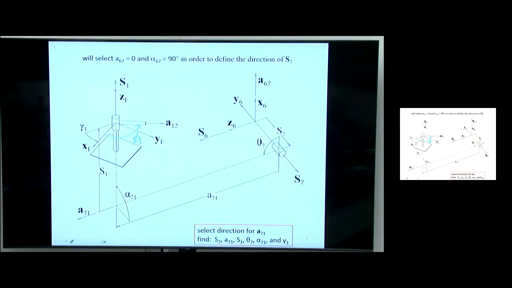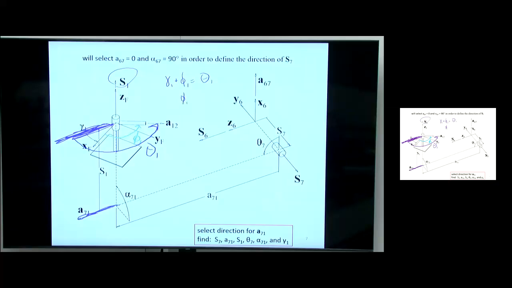I'm going to change color here. I drew this line here parallel. And I know what A7-1 is. I chose it so I can see that direction. And would there be a theta 1 now? Yes, theta 1 would be: put your thumb along S1, sweep from the A7-1 direction to the A12. Wow, look at what gamma 1 is going to do. Gamma 1 plus phi 1 is going to equal theta 1.